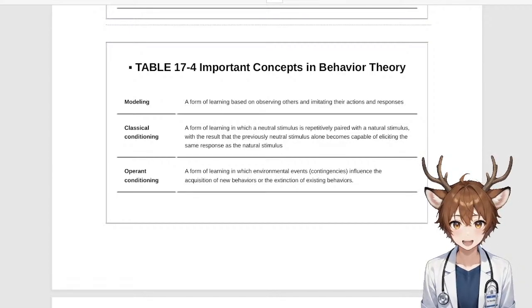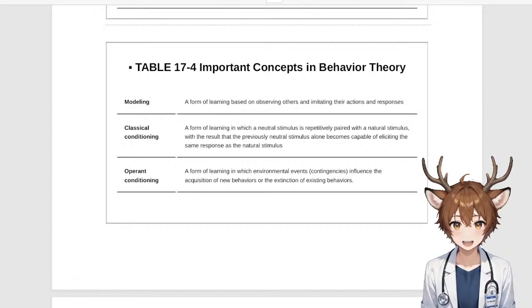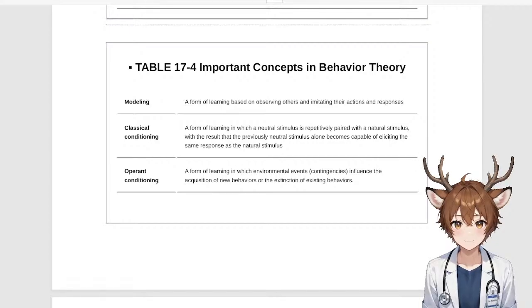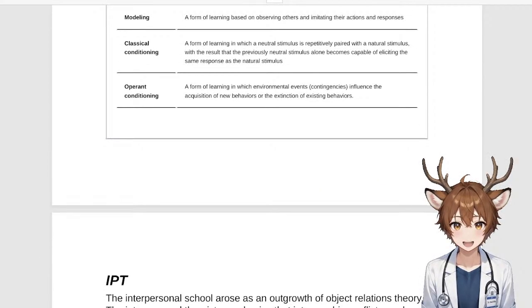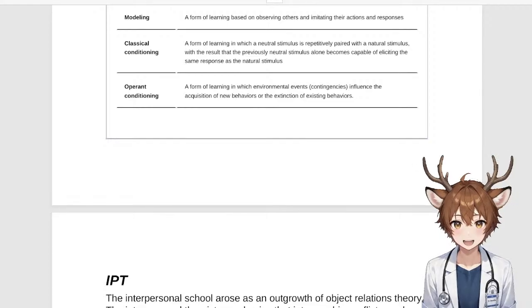Operant conditioning, a form of learning in which the environment's event contingencies influence the acquisition of new behaviors or the extinction of existing behaviors. That is to say, you can cause an animal, or a person, to start doing something new because you're rewarding them or you're punishing them.